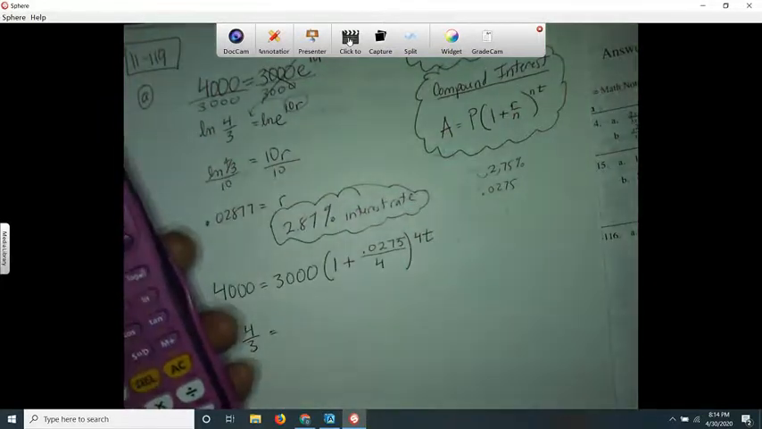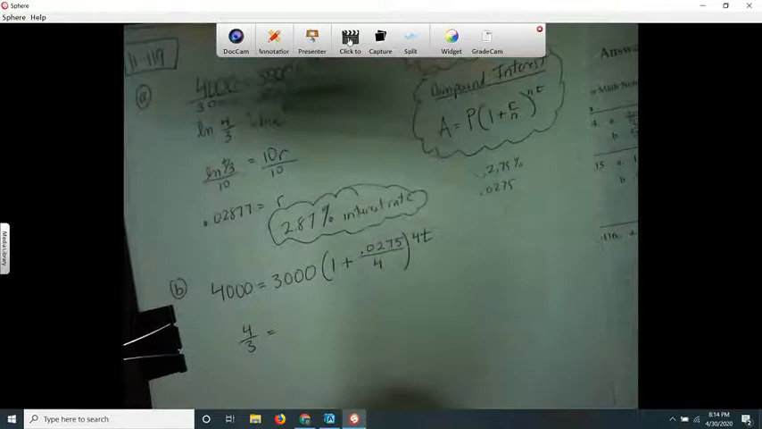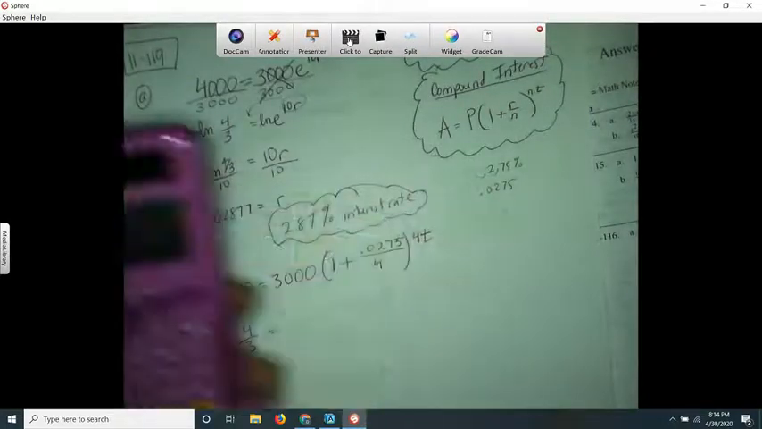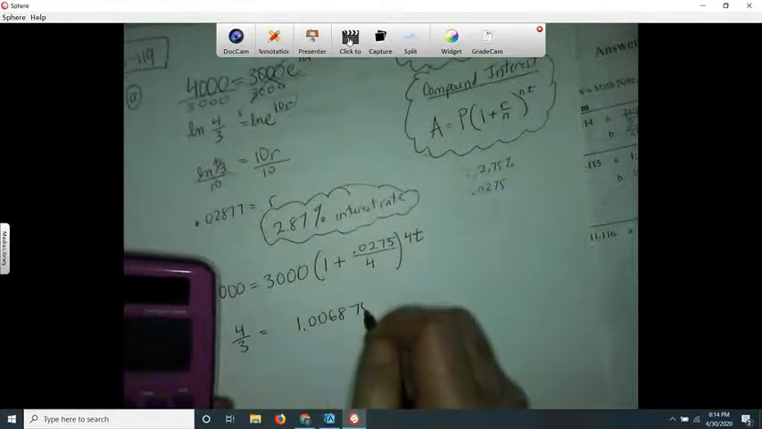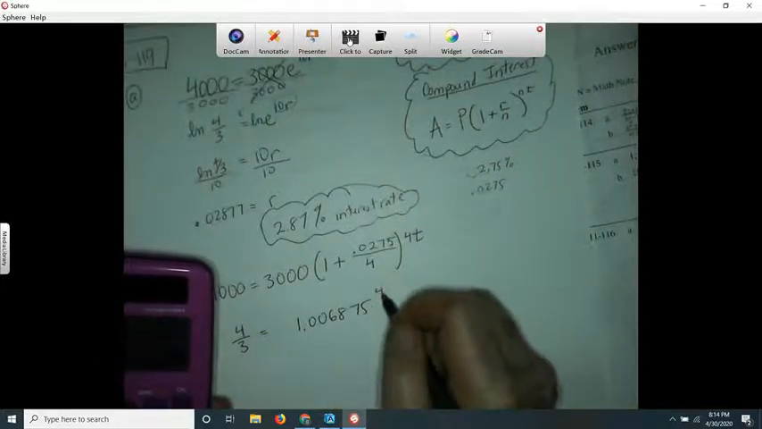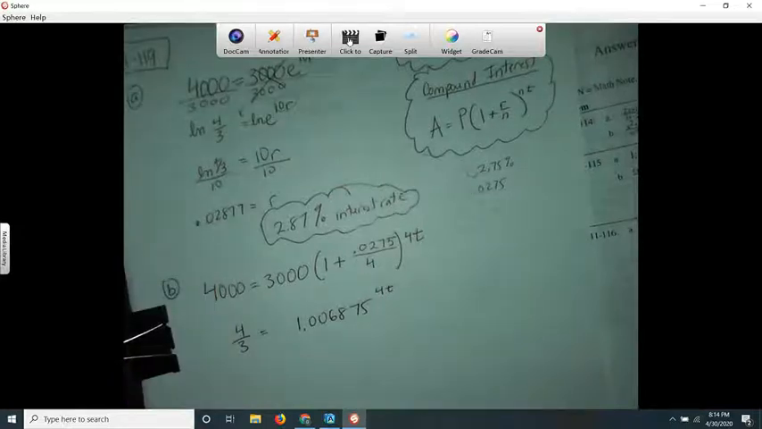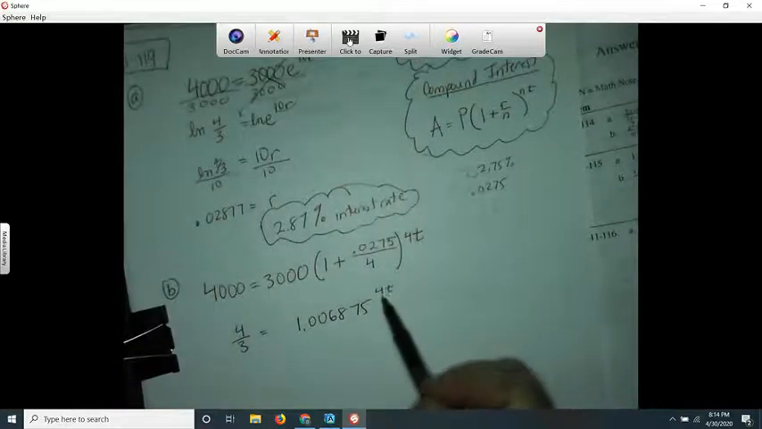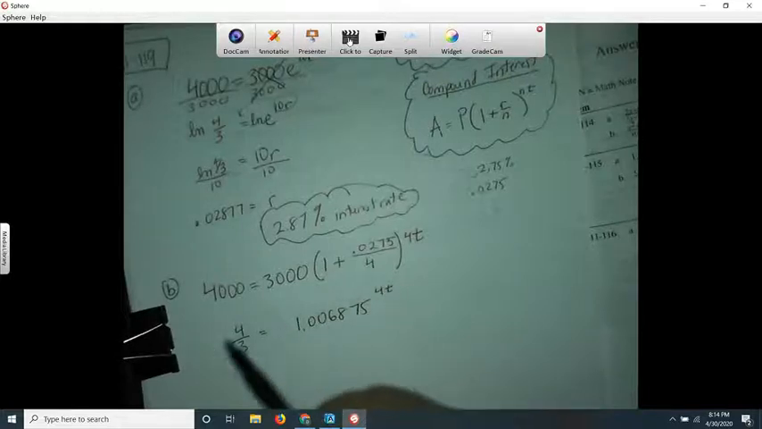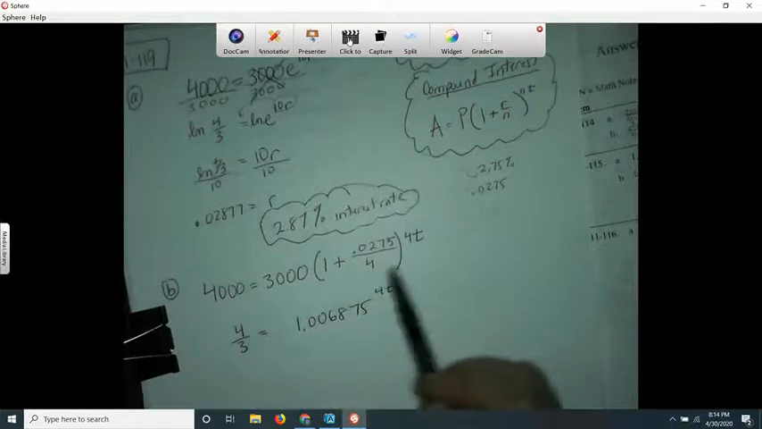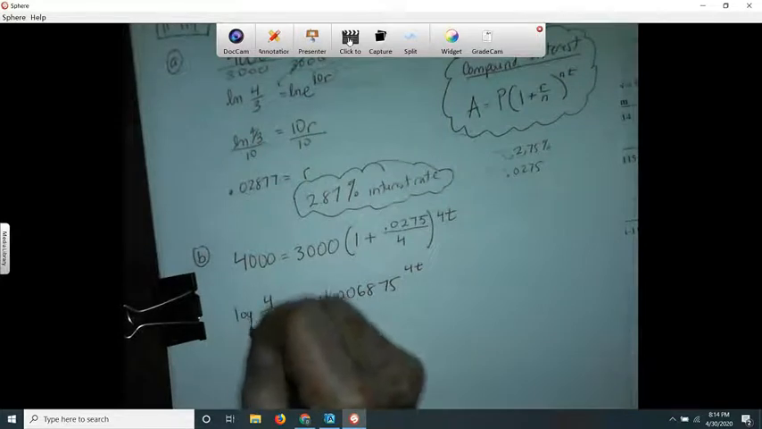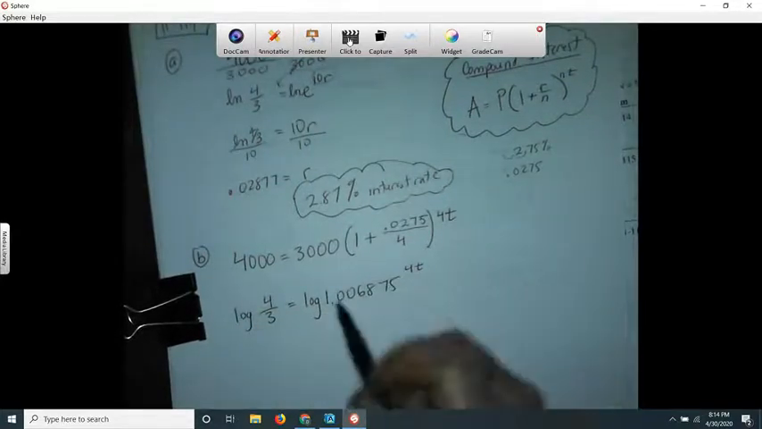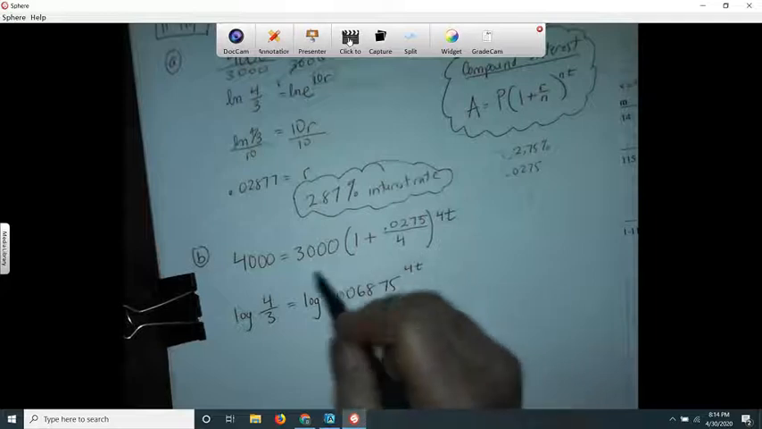Okay, there's that. So that's 1.006875 raised to the 4t. So I can't get the t by itself if it's up in an exponent like that. I have to do something to both sides. So I can ln both sides, or I can log both sides so that I can use my law of exponents. I'm going to just log both sides. When I log something, then I can bring this out front.